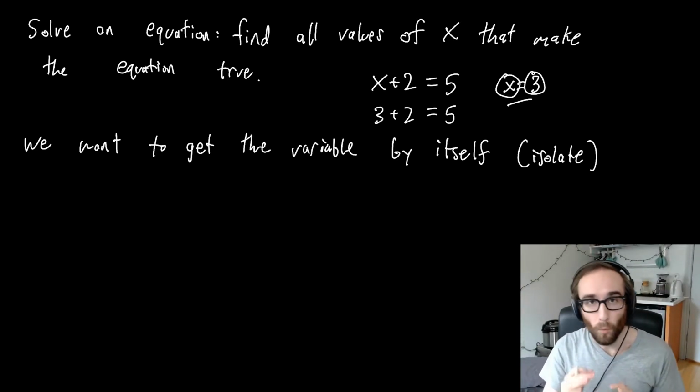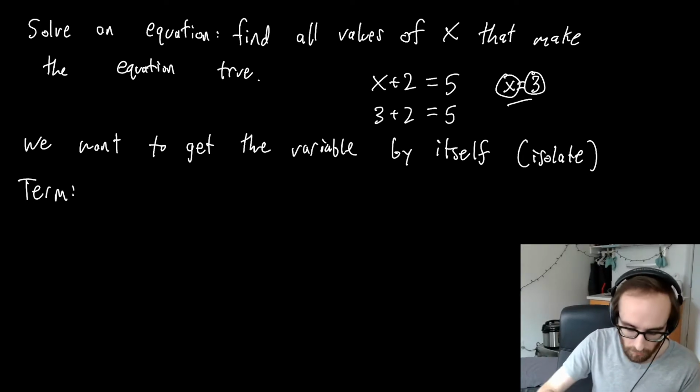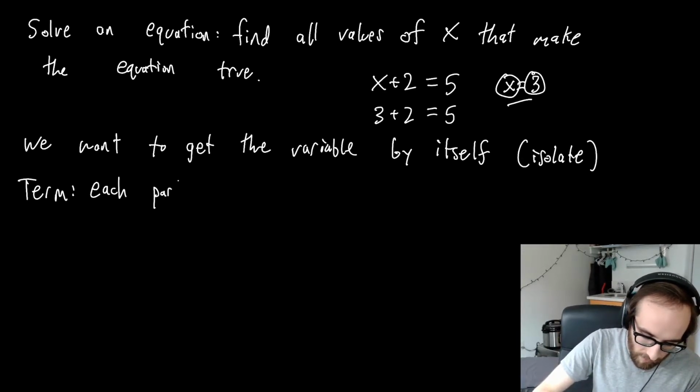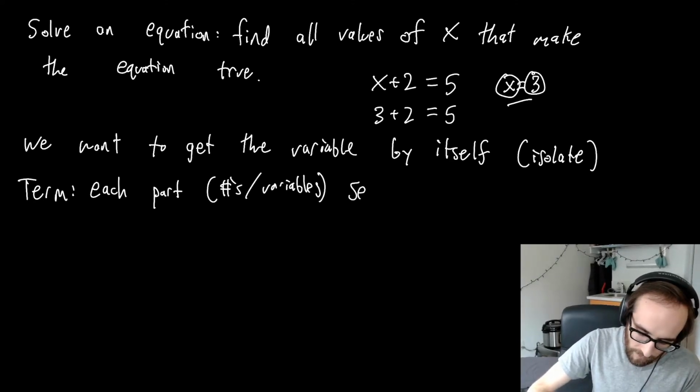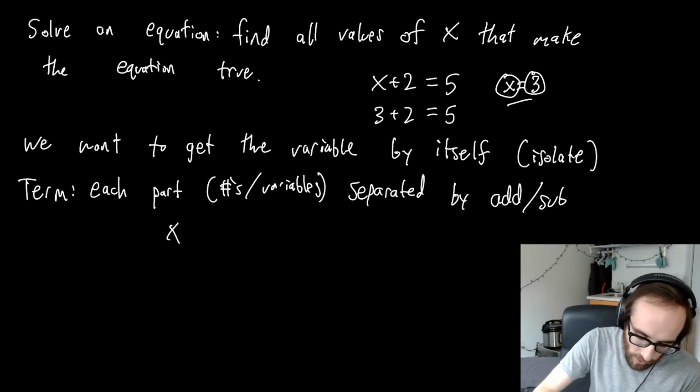Okay, one quick definition I want to go over is the word term. A term in an equation is each part. In other words, we have numbers and variables separated by addition or subtraction. So all of the different parts separated by addition and subtraction.